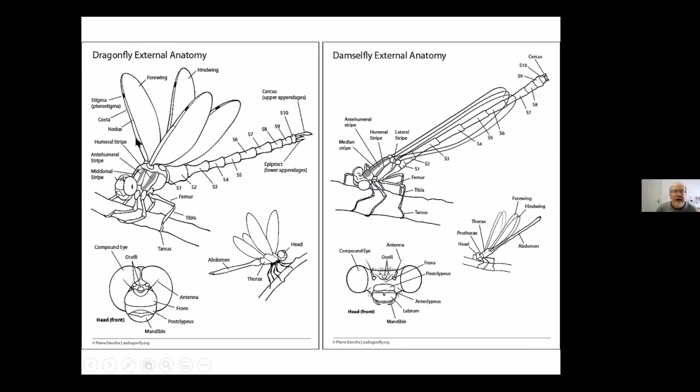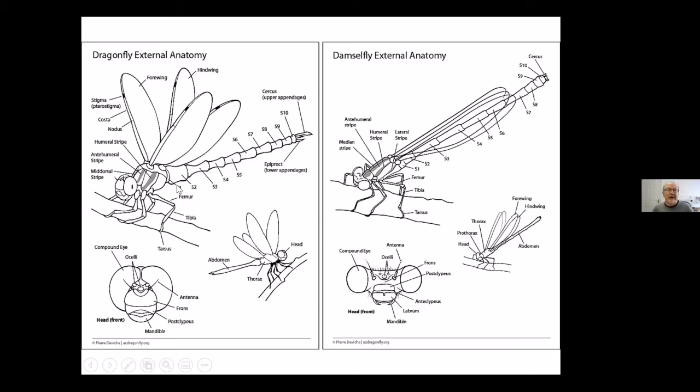this one here, which is the front of the wing, the leading edge of the wing, is called a costa, like Costa coffee. So if we talk about the costa, we're talking about the leading edge of the front wing. And when we talk about the thorax, we're talking about the side of its body here. And then we'll talk about S numbers, S1 to 10.